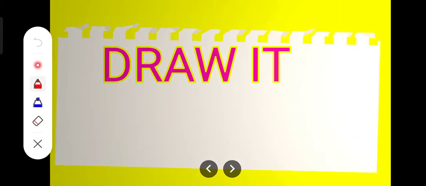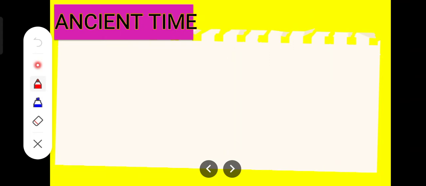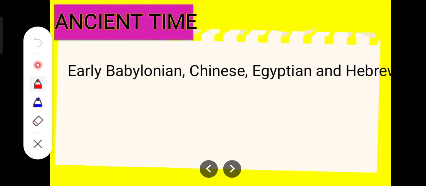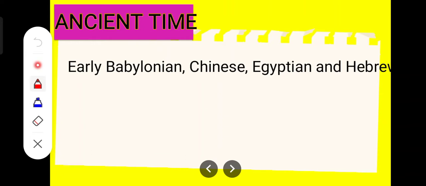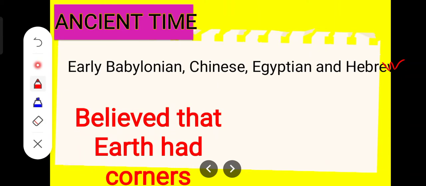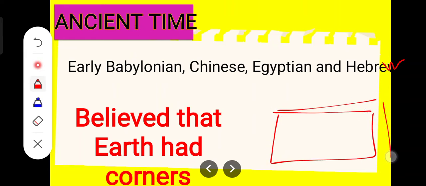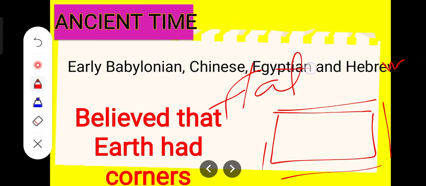But during the ancient times, we have here the presence of early Babylonian, Chinese, Hebrew, Egyptian. So these ancient people believed that the earth had corners. And when we say the earth had corners, it has sides, what will be the look of the planet Earth? So the earth is a flat disc. So the earth is flat.